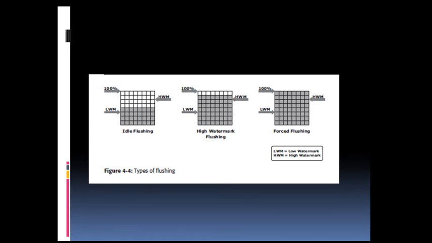Next is high watermark flushing. It is activated when the cache utilization hits the high watermark. The storage system dedicates some additional resources for flushing. This type of flushing has some impact on the I/O processing.